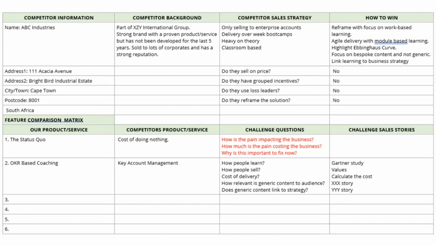In many cases, you're going to lose, and what you'll find is that it wasn't your competitor, the company just chose to do nothing. So there are some generic challenge questions there. How is this pain impacting your business, Mr. Prospect? How much is the pain costing the business? Why is this important to fix now? Those are generic questions. I'm sure you all know these, and they are what we would call top of the funnel questions. You would obviously need to extrapolate from those.